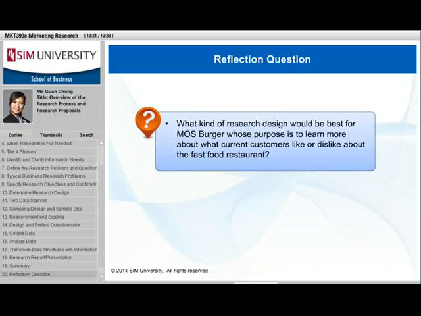Reflection question: what kind of research design would be the best for Mossberger, whose purpose is to learn more about the current consumers' likes or dislikes about the fast food restaurant?